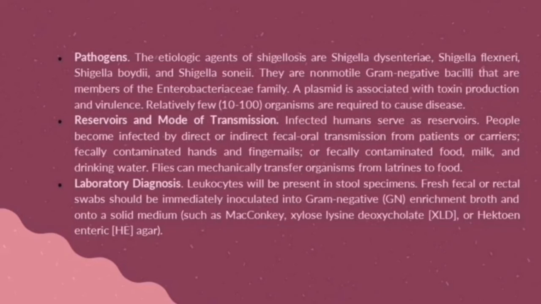Reservoirs and mode of transmission. Infected humans serve as reservoirs. People become infected by direct or indirect fecal-oral transmission from patients or carriers: fecally contaminated hands and fingernails, or fecally contaminated food, milk, and drinking water. Flies can mechanically transfer organisms from latrines to food.